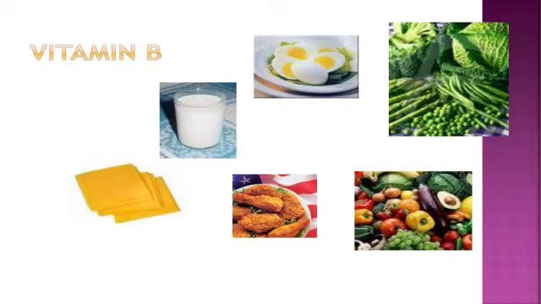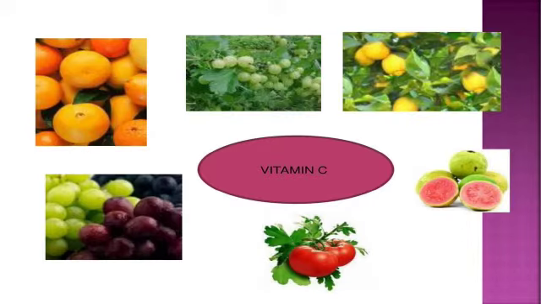So vitamin B we get from milk, cheese, egg, green leafy vegetables, fruits and vegetables, meat. So all these supply vitamin B to our body. So we get vitamin C from guava, tomatoes, berries, oranges, grapes, lemon, all these citrus fruits. So citrus fruits provide vitamin C to our body.